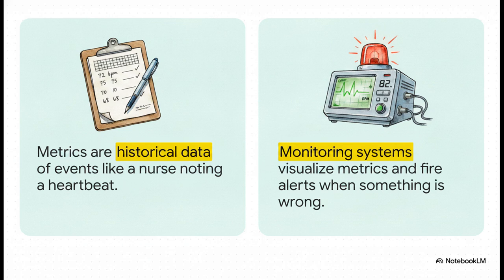But if that heartbeat suddenly drops, a clipboard definitely isn't going to alert anyone. A monitoring system, on the other hand, is the actual machine hooked up to the patient. It visualizes that metric continuously and sounds a loud alarm when things go wrong. Monitoring is what makes your raw metrics actionable.